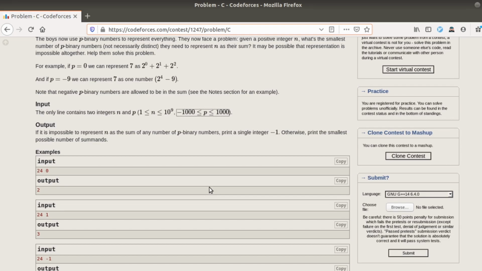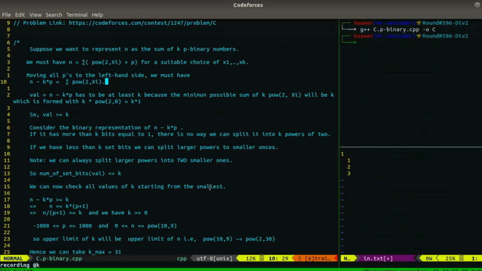So let's look at a solution first, how we have to approach this. Suppose you represent n as a sum of p-binary numbers. You want to minimize this k. If you are representing n as a sum of k p-binary numbers, we can form this equation: n is equal to the sum of 2 power x of i plus p, where i ranges from 1 to k.